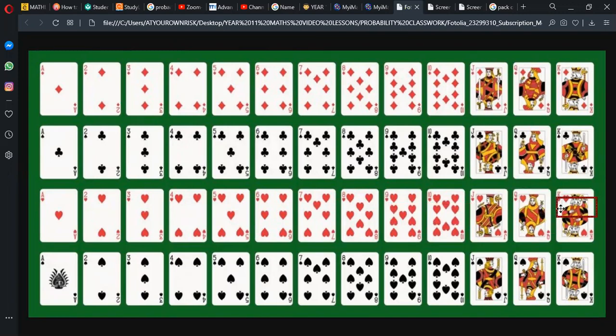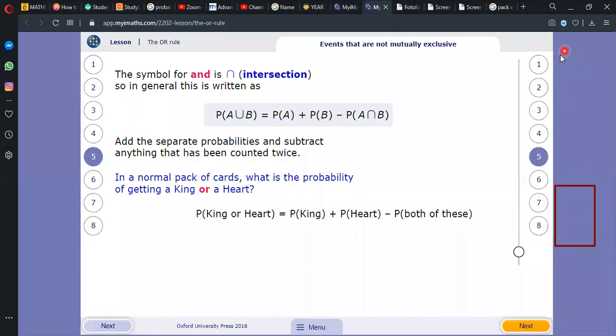Okay, there is a king that is also a heart, and that is the king of hearts. This particular card right here. Please take note, guys. This is a common outcome. It is both a king and also a heart, and it's only one card that is like that. So that simply means that we have to subtract. That's why we needed to subtract.